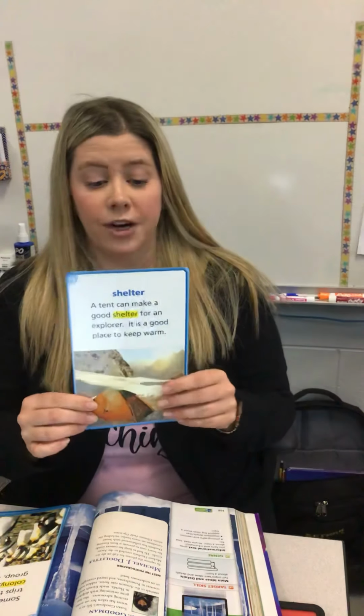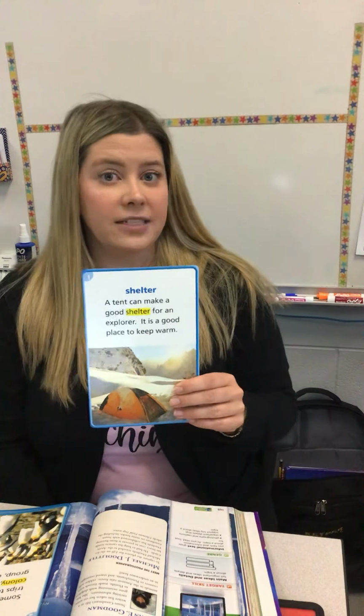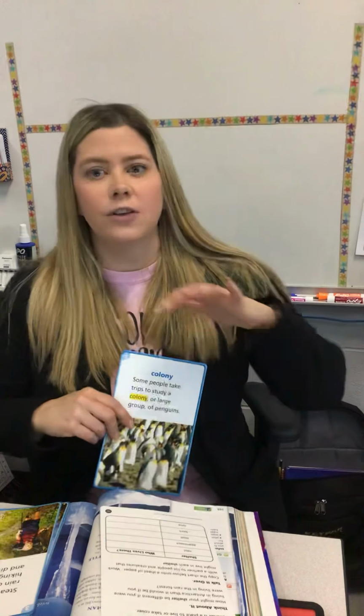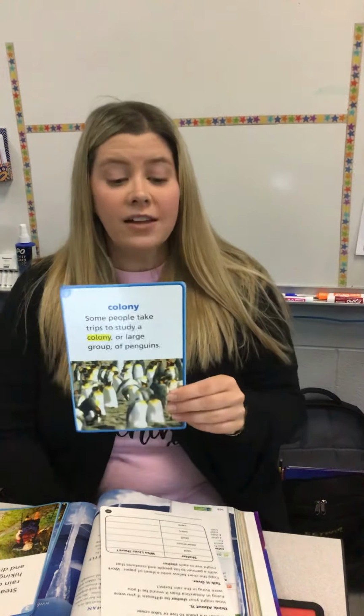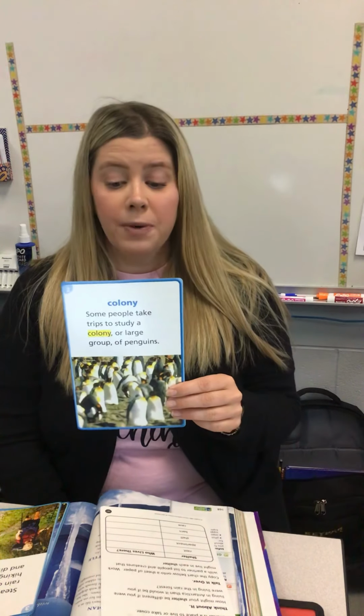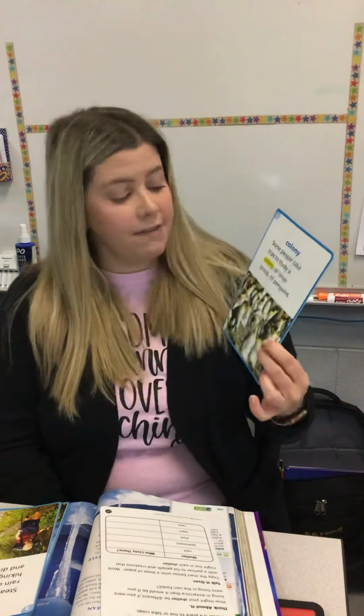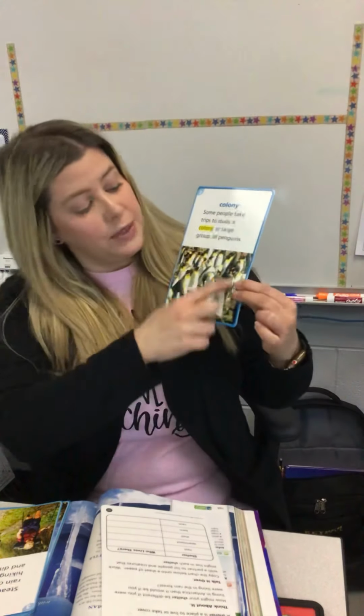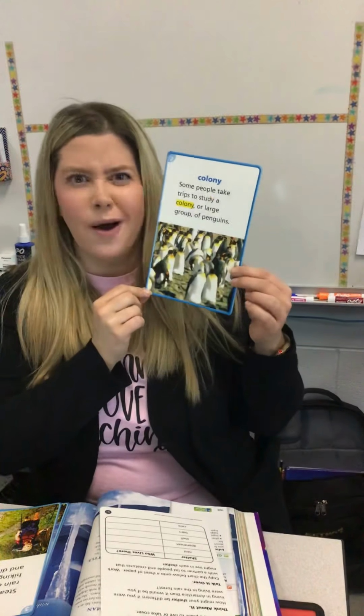All right, before you read and listen to your story, I would like to go ahead and go over our vocabulary words. Our first word is shelter, and a shelter is a place to live or take cover. So if you're camping, your shelter might be a tent, or if you have like a little fort in your backyard, that's a shelter. Colony, and a colony is a group of people or the same kind of animals living together. So anytime there's a large group of penguins, we call it a colony.